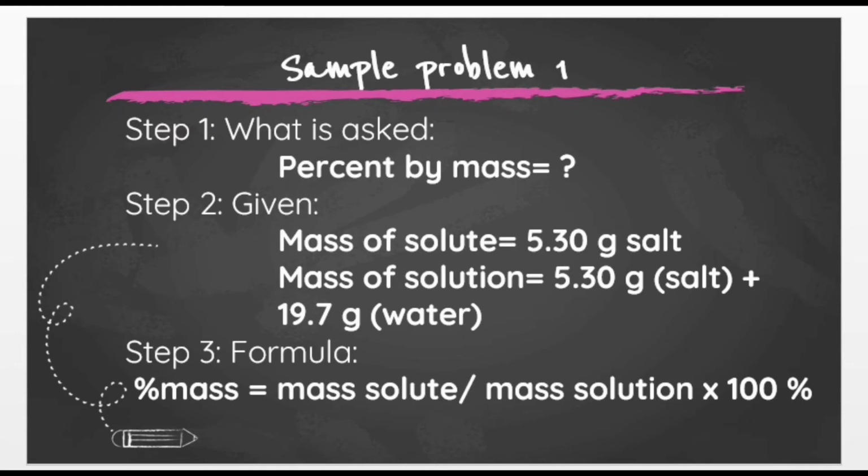Step 2, what are the givens? Mass of solute is 5.30 grams salt. And then mass of solution, 5.30 grams salt plus 19.7 grams of water. Okay? Again, when you say solution, it is composed of solute and solvent. So for step 3, you're going to write the formula. Percent by mass is equal to mass of solute over mass of solution times 100%.